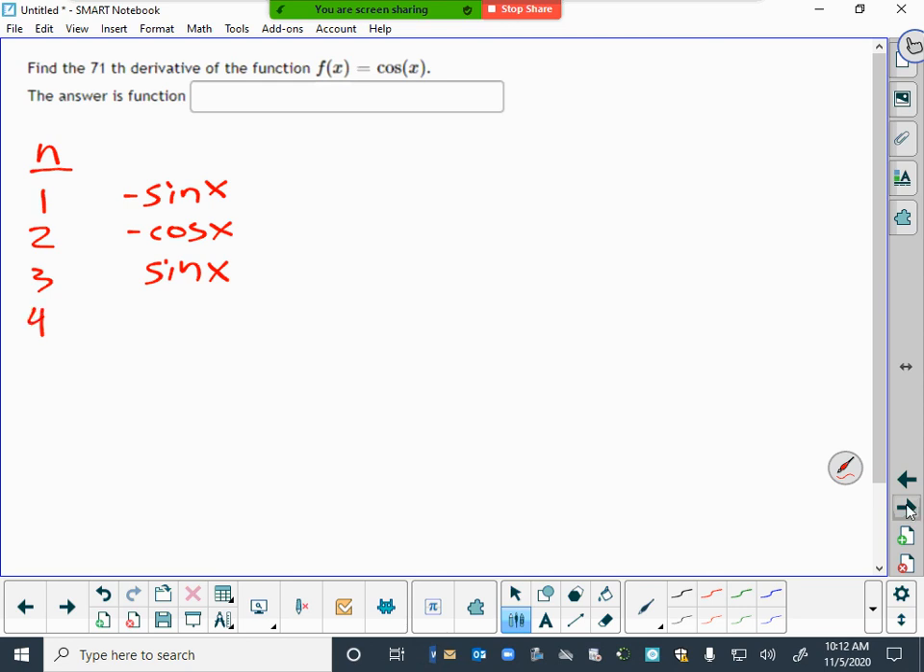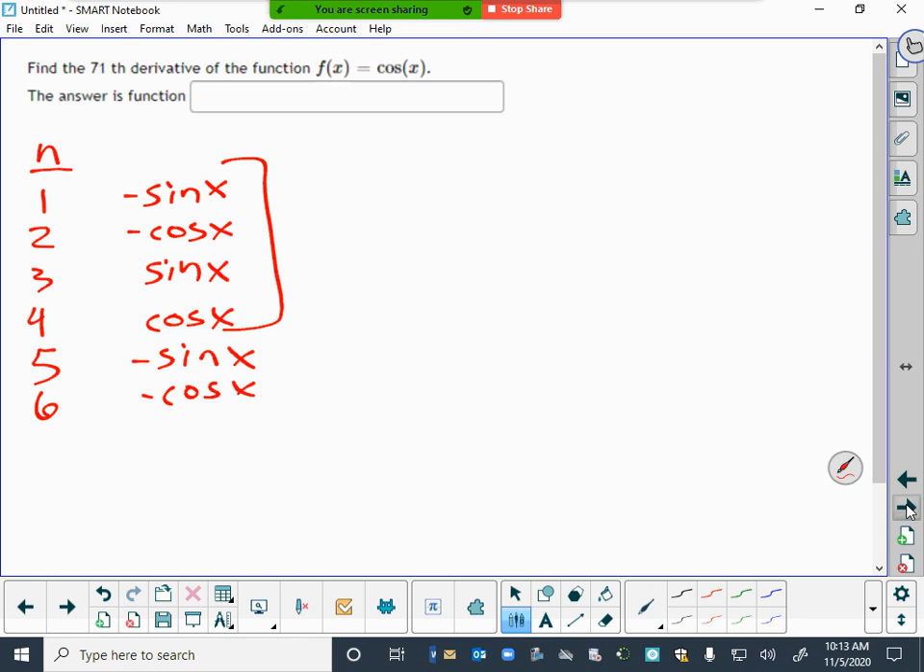Okay. And the fourth derivative would just be cosine, and the fifth derivative would be negative sine, and the sixth derivative would be negative cosine x, and I see myself in a pattern now, right? So every four, it just repeats. So I don't have to make my list all the way to 71. I could probably figure out that 71 is one short.